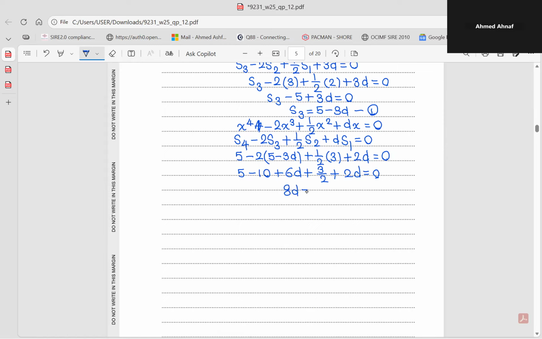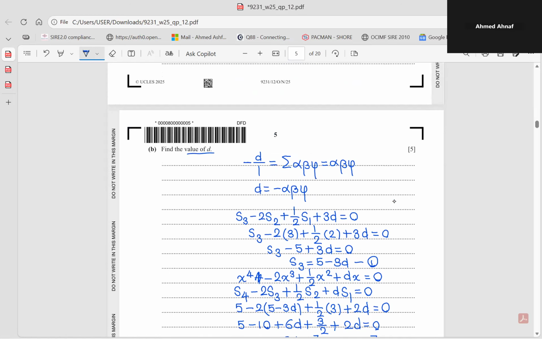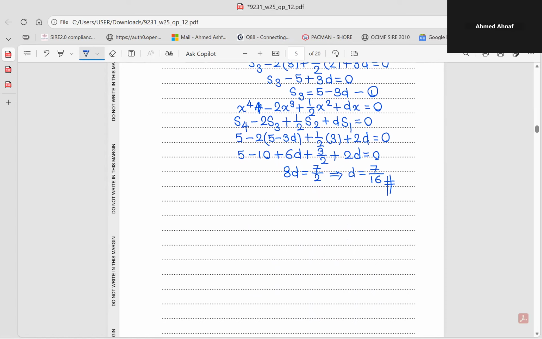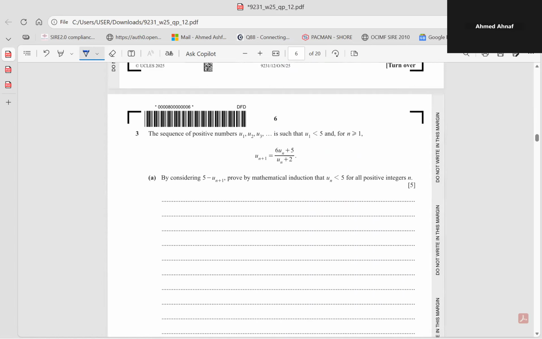Move everything else to the right-hand side. So you have 5 minus 10 plus 3 over 2 minus 7 over 2. So move it to the other side, you get 8D equals 7 over 2. And eventually you will get D equals 7 over 16. Yeah, so this would be the final answer for this part as well as the entire question. Let's move on to the next question.